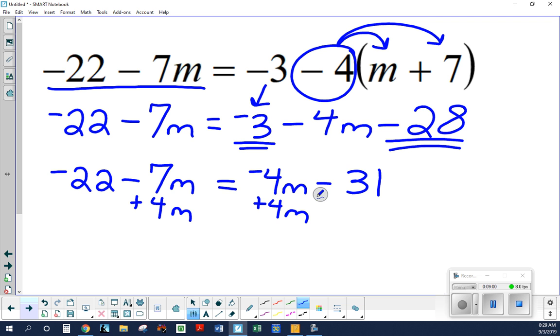Move the variables over first. So we're going to do it this way. I'm going to add 4m to both sides. That's going to cancel out the 4m's on the right side. On the left side, I'm still going to have a negative 22. But now I'm going to combine like terms.